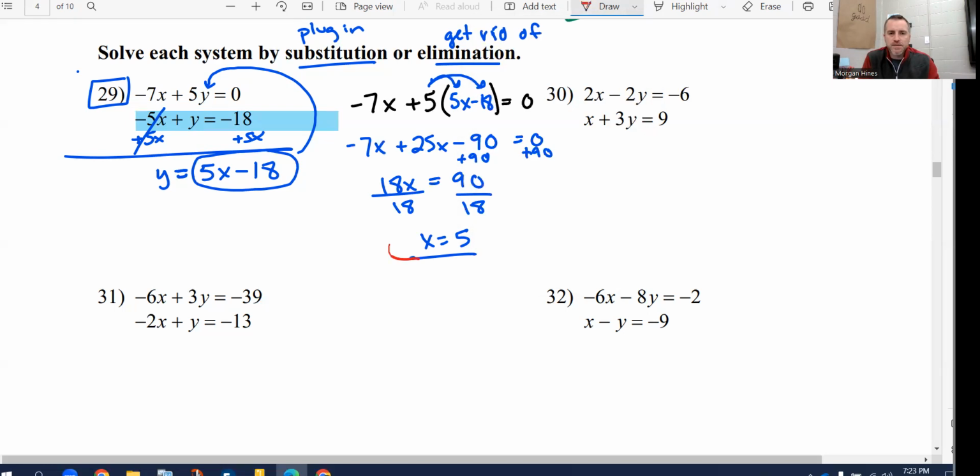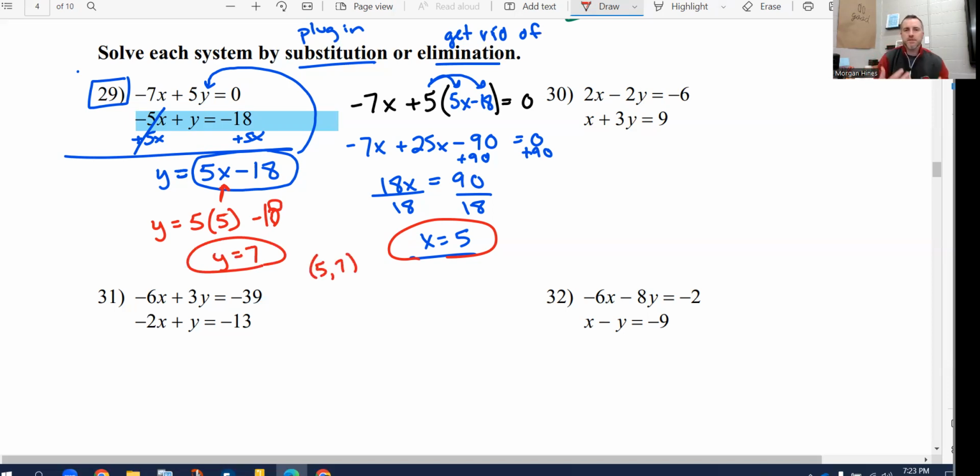Now we have a second substitution to do. If you look at the first equation we had, y equals this. Well, now we know what x is. So we can say y equals 5, not 5x, but 5 times 5 minus 18. Okay, 25 minus 18, y is equal to 7. So 5, 7. That's the substitution. And it's worth noting that if you graphed both of those, then the intersection point would be 5, 7.